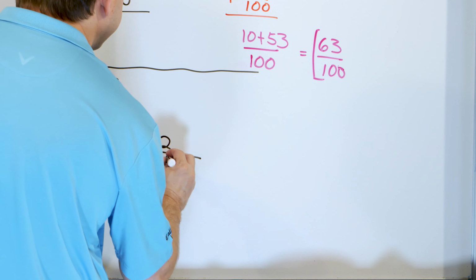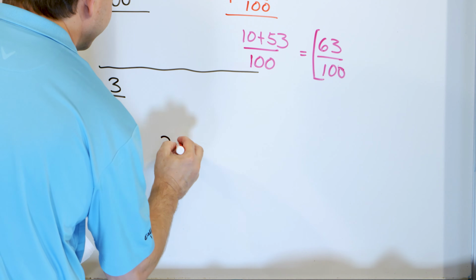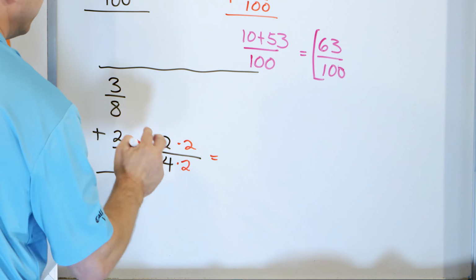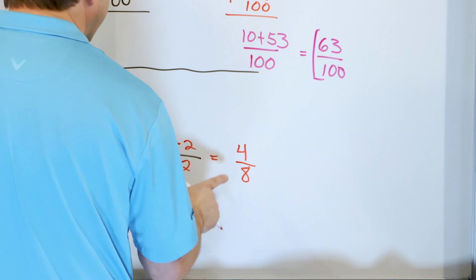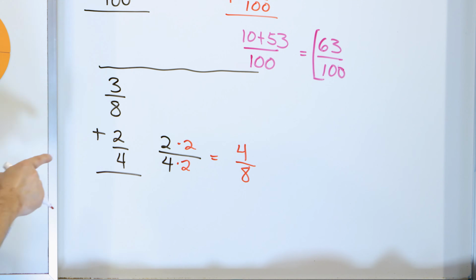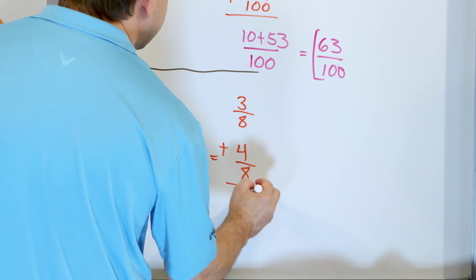I'll take the 2/4 and I'm going to multiply top and bottom by 2. And that's going to give me 2 times 2 is 4, and 4 times 2 is 8. So 4/8 is exactly the same as 2/4. Now I'm adding the 3/8 to it, and so I'm adding these guys together.